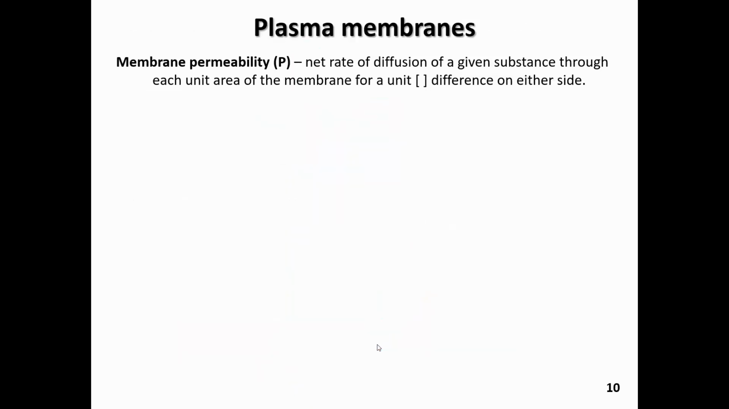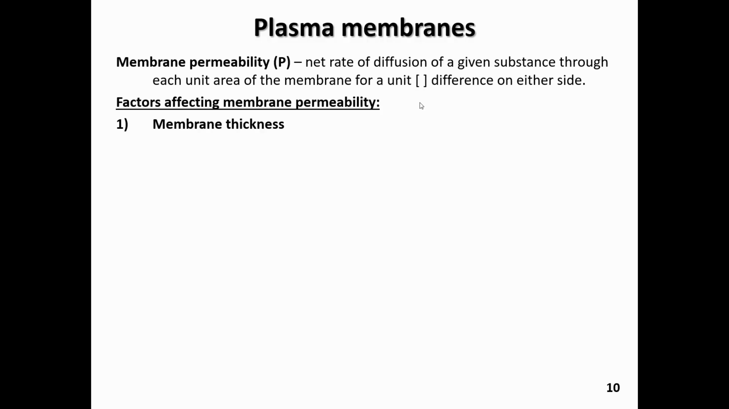When we think about bioelectrical energy generation of neurons or other types of cells, membrane permeability is an important understanding here, because membranes are selective in that certain items are allowed in or allowed out of the cell. And membrane permeability refers to the net rate of diffusion, or the movement of a substance through each unit area of membrane for a unit. This is the symbol for concentration difference on either side.